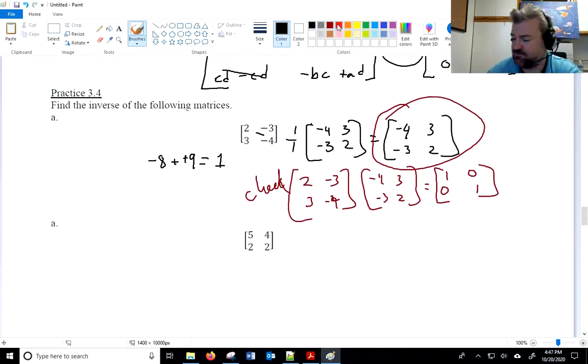If you haven't already, pause the video and do it. But otherwise, let's go right through it. Okay, so to find the inverse, I need the determinant, which is 5 times 2 minus 2 times 4. So the determinant is 2.